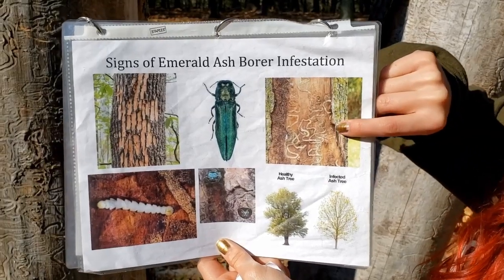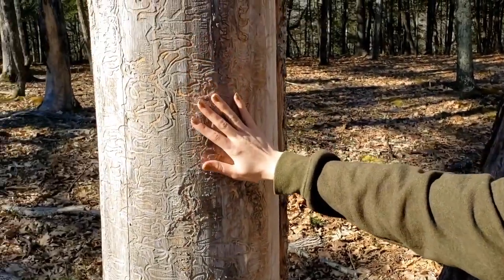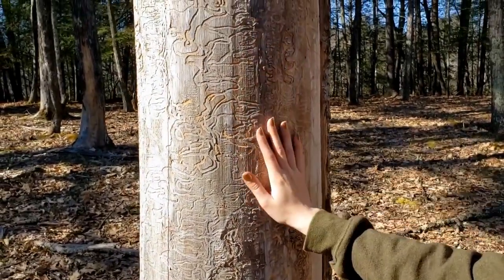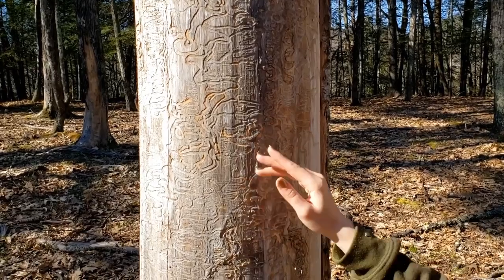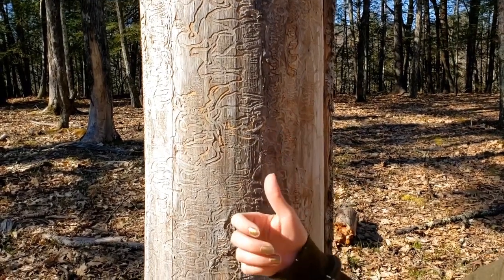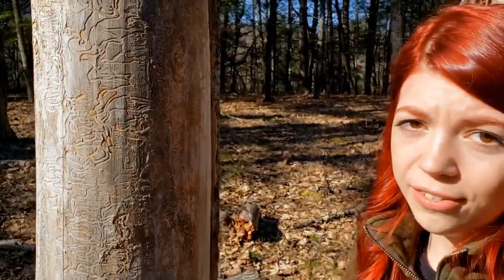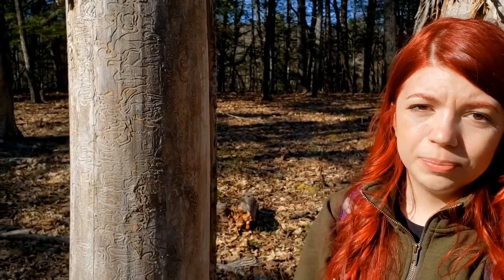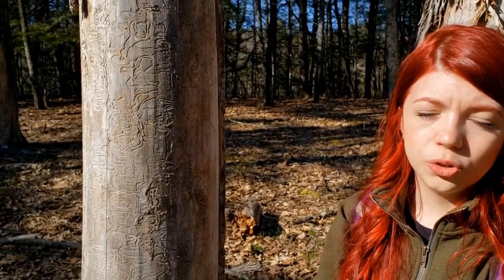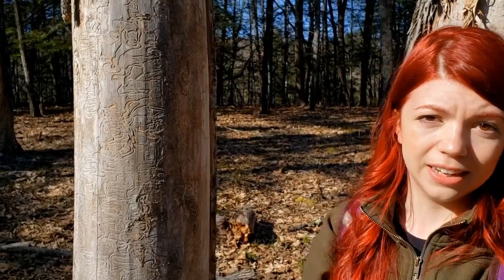The galleries here, we see them all over this tree here, if you want to look. These galleries actually girdle the tree and cut the straws that bring the nutrients from the roots up to those leaves. So what happens is that there's not enough nutrients for the leaves to survive, and therefore the tree can't photosynthesize, and it can't make sugars to sustain itself.